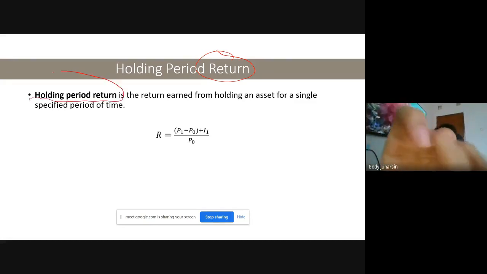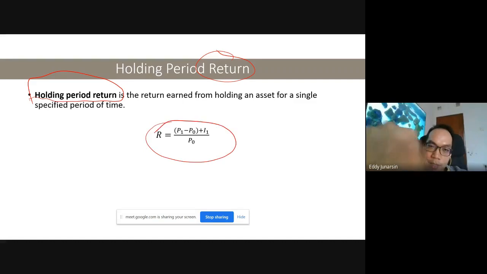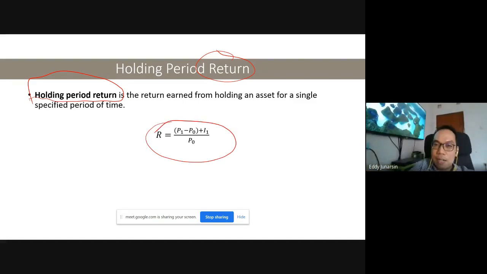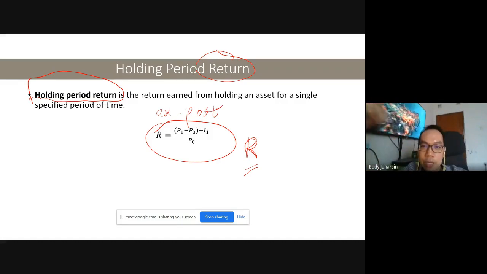Holding period return, see the name here, very easy, holding period. So this is the return that you earn for a certain holding period, maybe 1 year, maybe 1 month, 1 week, or anything. And this is quite simple. Look at this formula carefully. We are talking about return that has happened. So we call it ex post. It has happened, right? So this is a realized return, not an expected return. You can say realized or materialized return.